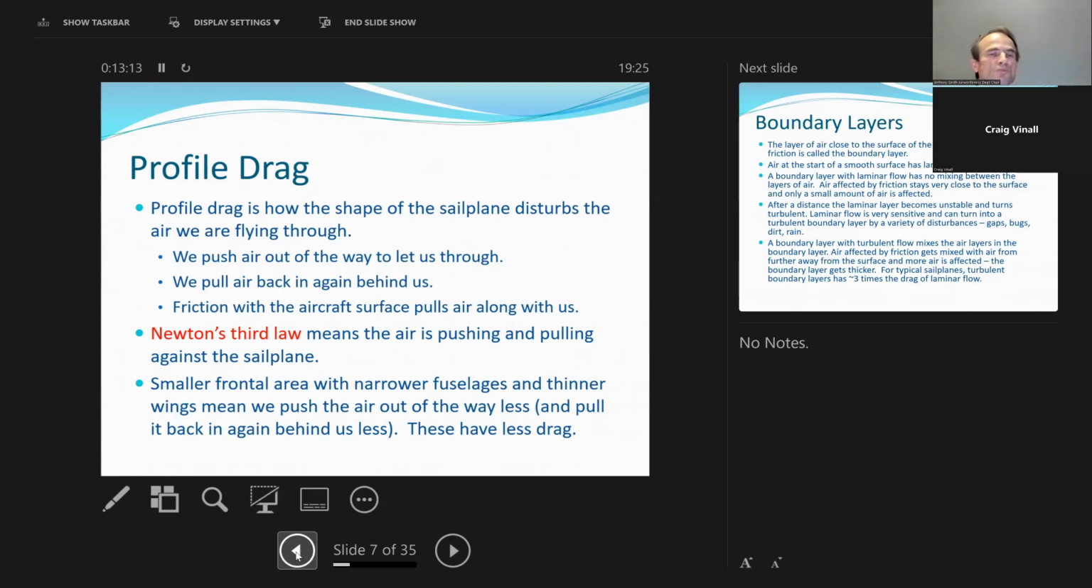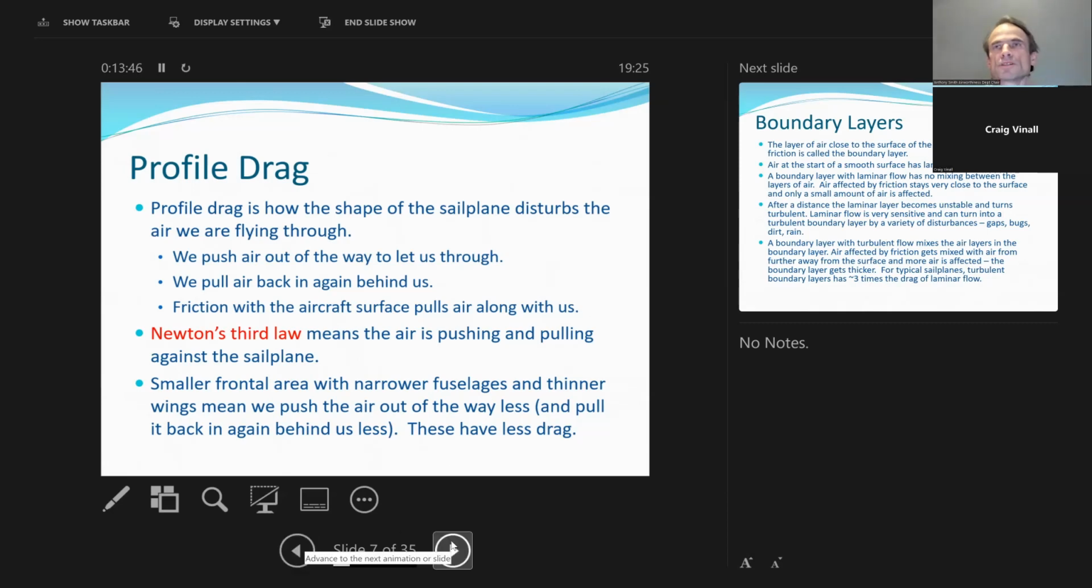If we have smaller frontal areas, smaller, narrower fuselages and thinner wings, we need to push the air out of the way less than if we had a very thick wing or a very big frontal area on a fuselage. So the simple way of reducing profile drag is to push less air out of the way by having thinner structures and smaller frontal areas on our fuselages. Those kinds of things all have less drag.